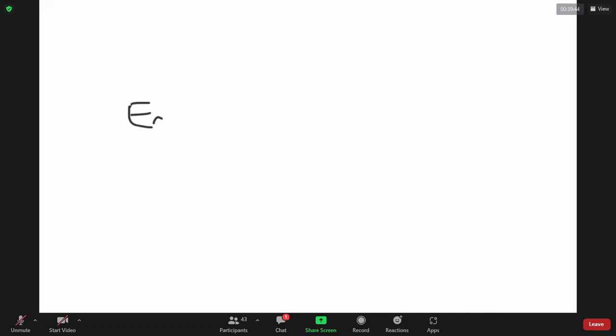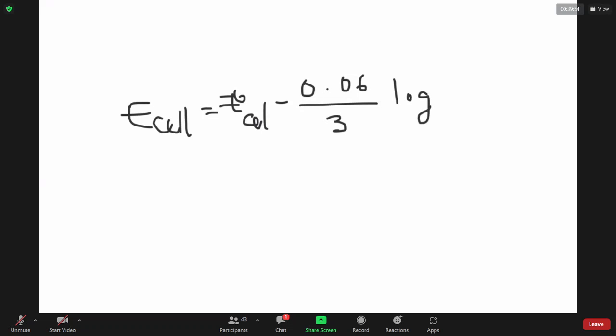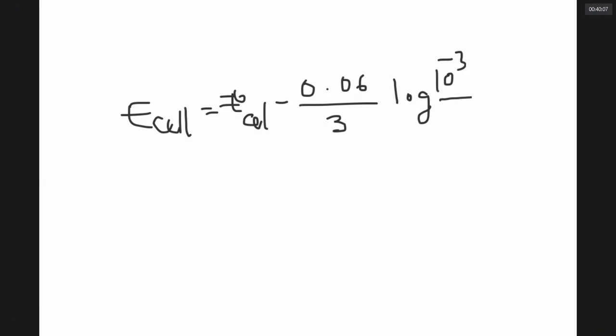E cell is equal to E0 cell minus 0.059, I take as 0.06, by 3 log. What is the product ion, sir, here? Product ion is 10 to the power minus 3, by reactant ion, which is 10 to the power minus 2, whole to the power 3, which will become 10 to the power minus 6.